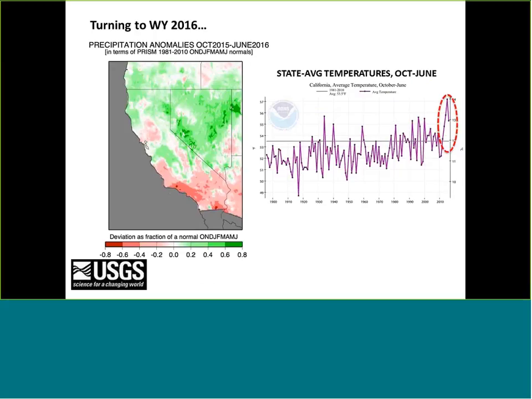Spoiler alert, we're not done with the water year yet. But here on the left is our precipitation anomalies as fractions of normal October through June precipitation for this year. And on the other side are state average temperatures for October through June periods historically, including this year. You can see, remember we saw that the temperatures in 2015 were a runaway record breaker.